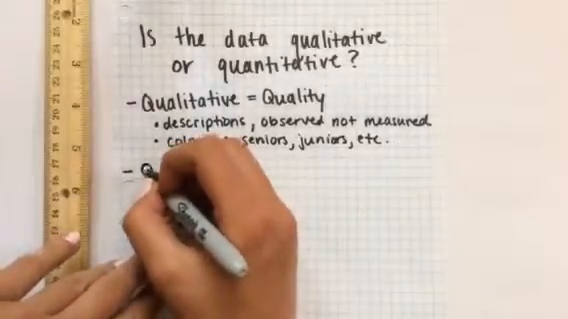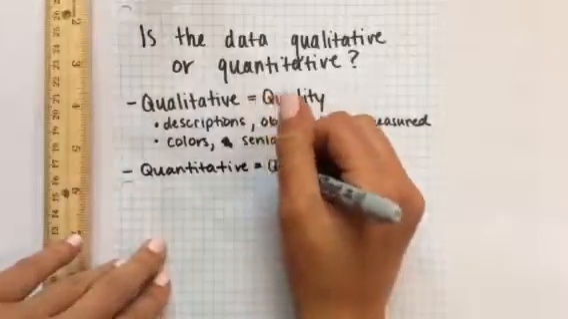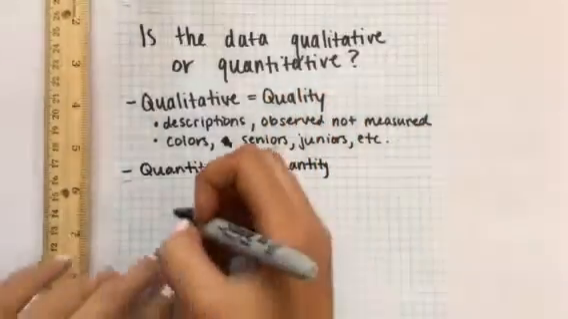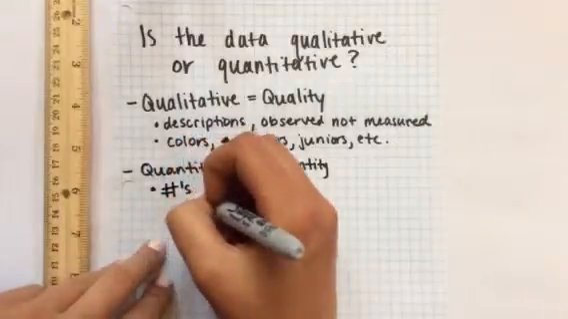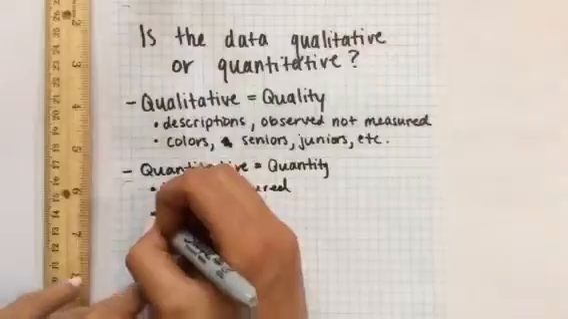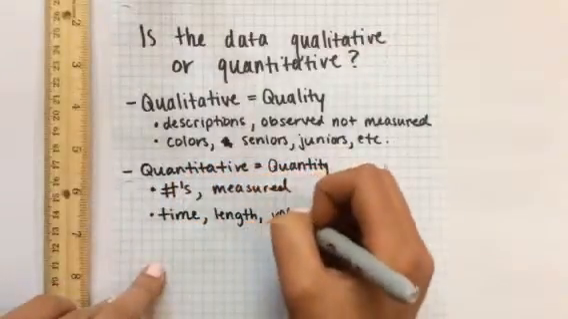An easy way to remember quantitative is to think of quantity, or numbers. These are variables that are measured. These quantitative values can be time, length, volume, speed, and cost.